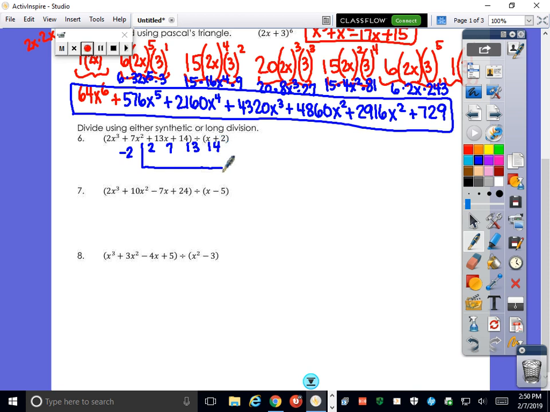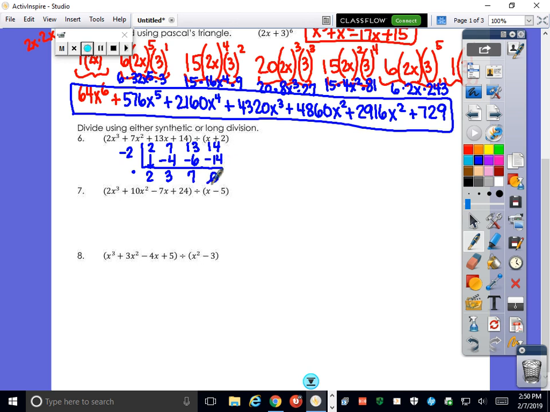We're going to start the problem by bringing this 2 down. Bring that 2 down. It's got to go outside of the bar. Then we multiply on the outside, so 2 times negative 2 is negative 4, and we put that under the next column. Add, we get 3, and we start again. 3 times negative 2 is negative 6. We put that under the next column, and we add, so that's 7. Do it again. 7 times negative 2 is negative 14. We add and get 0.